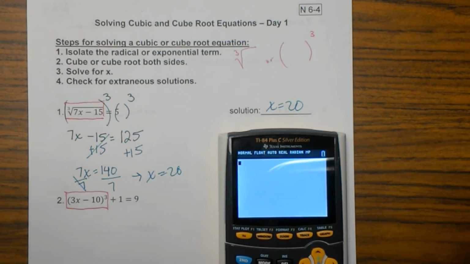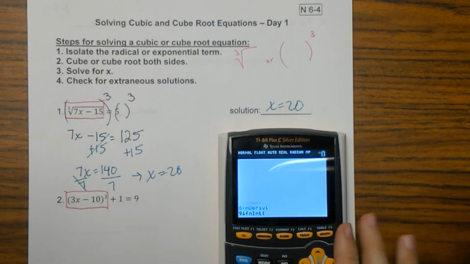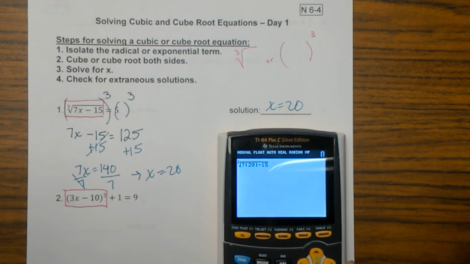If I wanted to check if my answer was correct, I'd go in and put 20 in for x. So math 4 brings up the cube root of 7 times 20 minus 15. That needs to equal 5 if my answer is correct. I get 5, so x is 20.